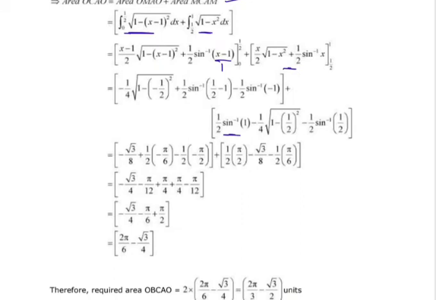So on simplifying this, what we'll get here? It is root 3 by 8 plus 1 by 2 sine inverse 1 by 2 is minus 1 by 2 is minus pi by 6, that is minus 1 by 2 sine inverse minus 1 is minus pi by 2 plus as it is 1 by 2 sine inverse 1 is pi by 2 here, again minus root 3 by 8 we get here, minus 1 by 2 as it is, sine inverse 1 by 2 is pi by 6. So simplify this, what we'll get? 2 pi by 6 minus root 3 by 4 is the required answer.